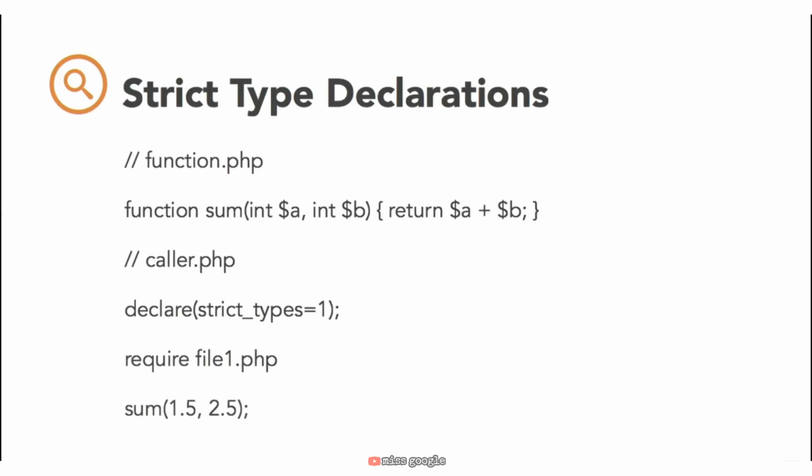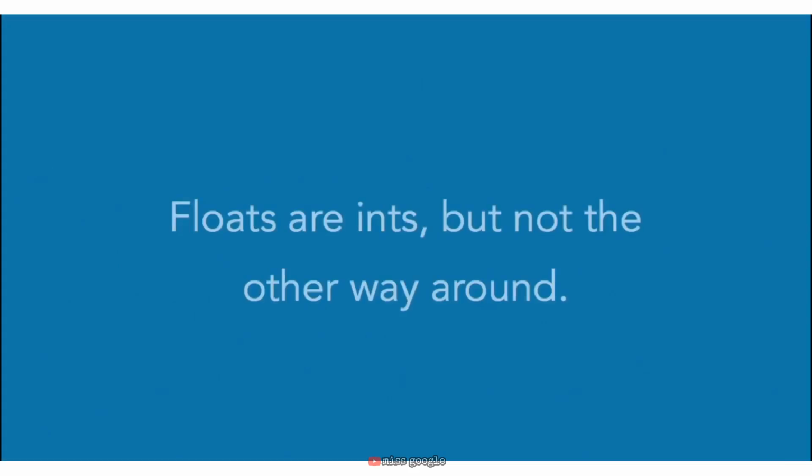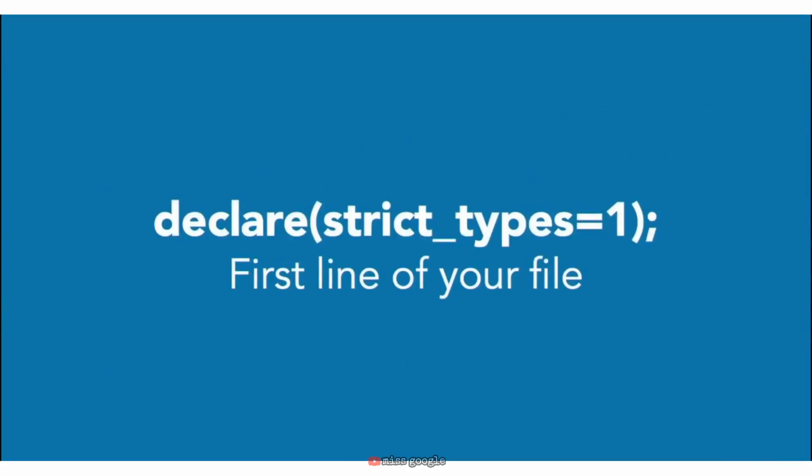strict typing in caller.php. There is, however, one special case with strict typing. Sorta. If you declare requiring floats but pass an integer, this will pass an int, as an int is really just a special case of a float. Special note again here, if you decide to use strict typing, this strict typing declaration must be the first line of your file, and every file.